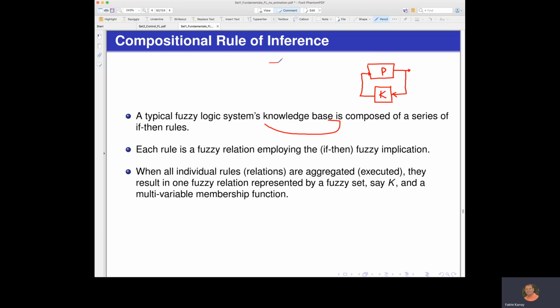And this K is composed of an integrated set of relations. Each one of them is composed by an if-then rule type of representation. So you have here R1, and then you have Rn. These compounded relations are going to represent what is known as the knowledge base K. Each rule is a fuzzy relation employing the if-then fuzzy implication, which we have seen a few slides ago.